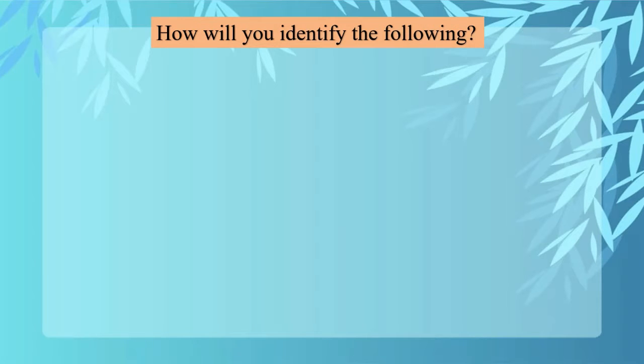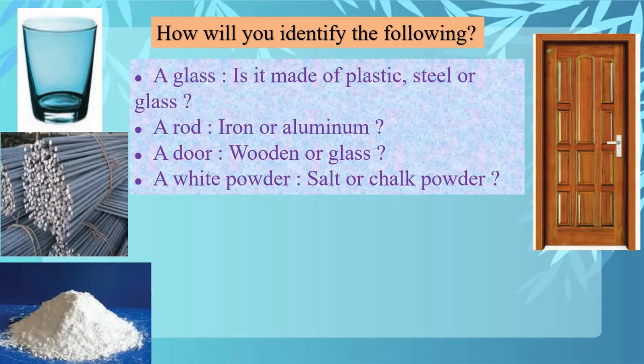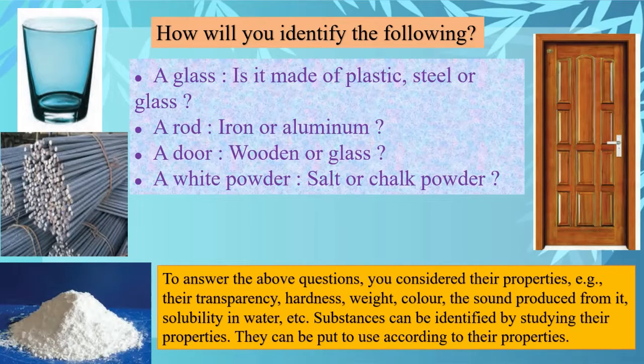Now, if I ask you a question, how will you identify the following? If you have a glass, whether it is made of plastic, steel, or glass, how will you identify it? You see a rod, whether it is iron or aluminium. You see a door, whether it is a wooden door or a glass door. A white powder, it could be salt or chalk powder. The answer to all these questions is that you consider their properties.